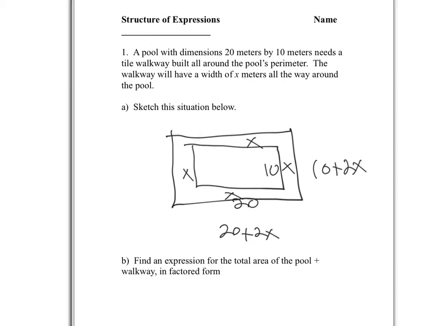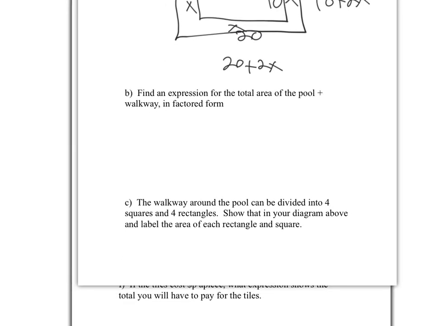Okay. So now we want to find an expression for the total area of the pool plus the walkway in factored form. So we want to just multiply our 20 plus 2x times our 10 plus 2x. So this is in factored form.